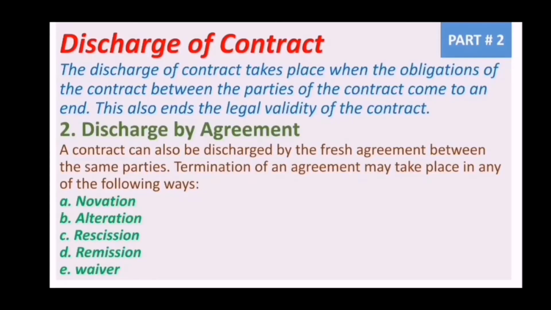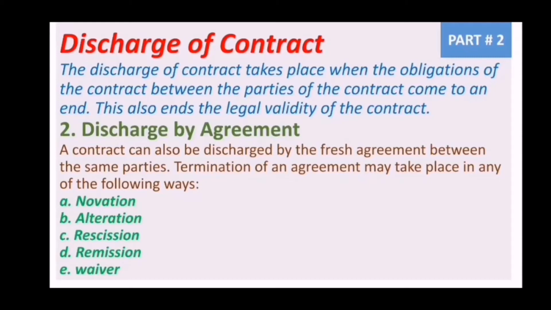Students, here comes the second video from the main topic, discharge of contract. In this video, I will provide you information about the discharge by agreement, which is the second mode of discharge of contract. For your memory recall, once again, discharge of contract takes place when the obligations of contract between the parties come to an end. For your reminder, discharge of contract means both parties are free from their obligations.